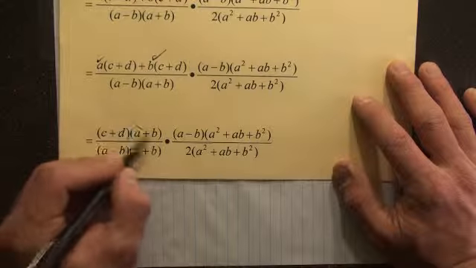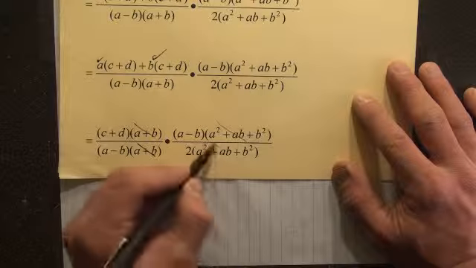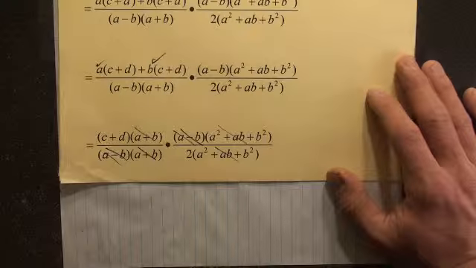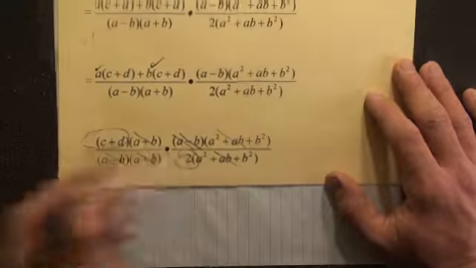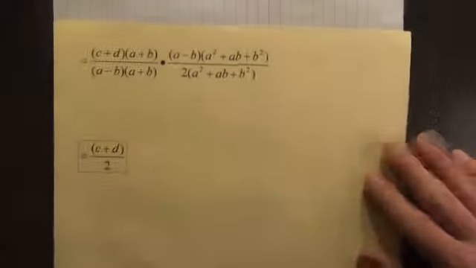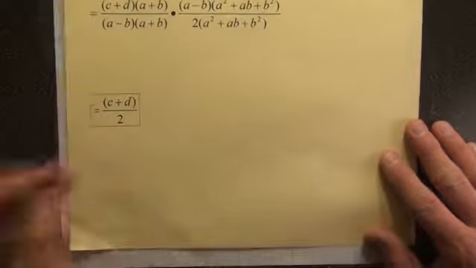You're going to cancel out the A plus B's, cancel out this quadratic. Then you've got a diagonal cancel, A minus B, A minus B. Look what you're left with. A C plus D and a 2. And it's really that simple. Right there. You're left with just simply C plus D over 2.